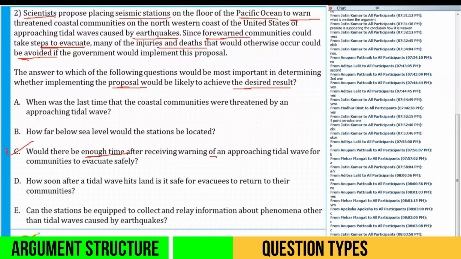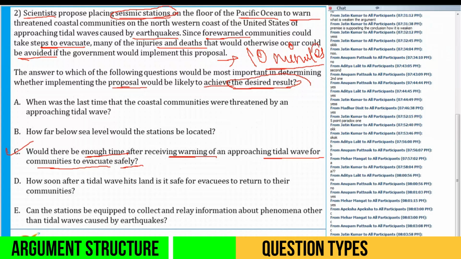Will there be enough time after receiving a warning of an approaching tidal wave for the communities to evacuate safely? For example, if these seismic stations give you information just 10 minutes before the tidal wave is going to hit, what will you be able to do in 10 minutes? Nothing. So even if these seismic stations have given you a warning, the desired result will not be achieved if this warning is not much beforehand. You need at least 2 to 3 hours so that you can evacuate. Otherwise, if it gives you a warning but not enough time to evacuate, then what is the point? What is the point of placing these stations and knowing that you cannot do anything about it?